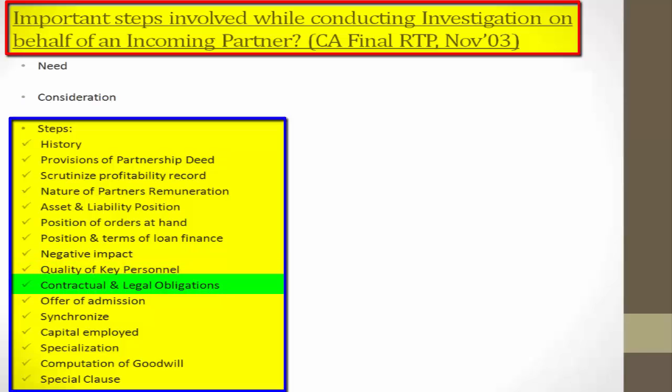Next, contractual and legal obligations, about various important contractual and legal obligations which are going on in that company with respect to the salary, bonus, gratuity or any other benefits to the employees or other persons available.